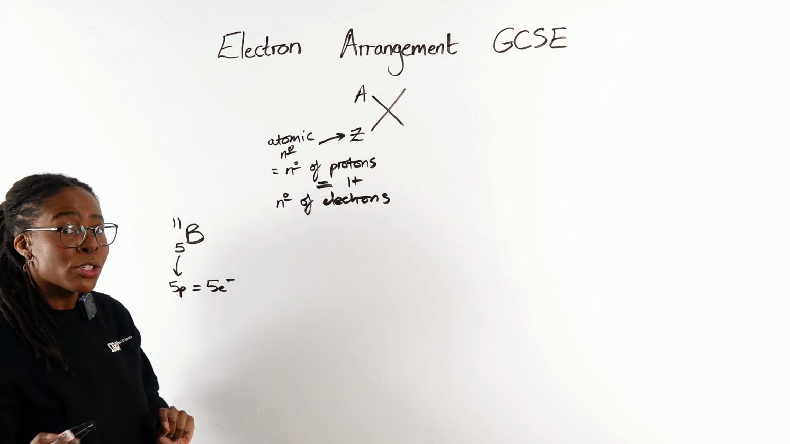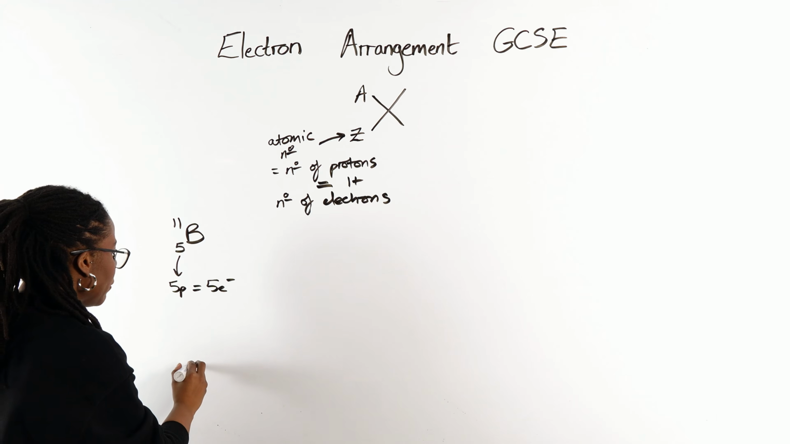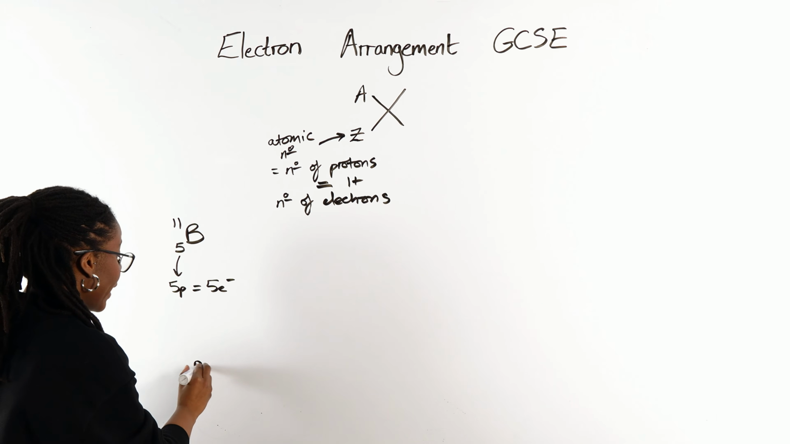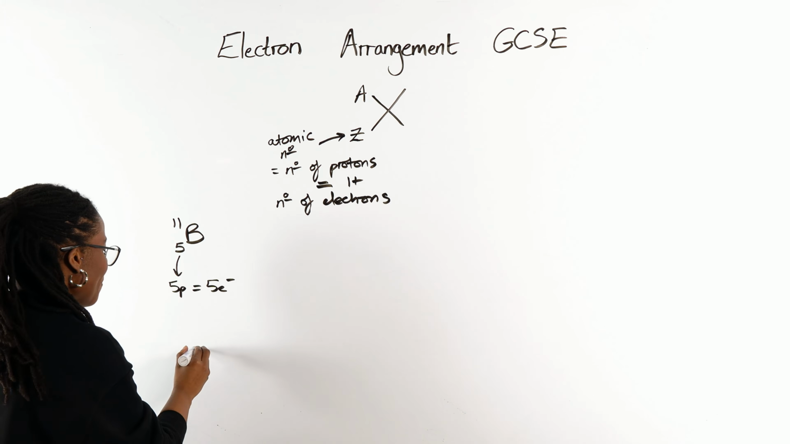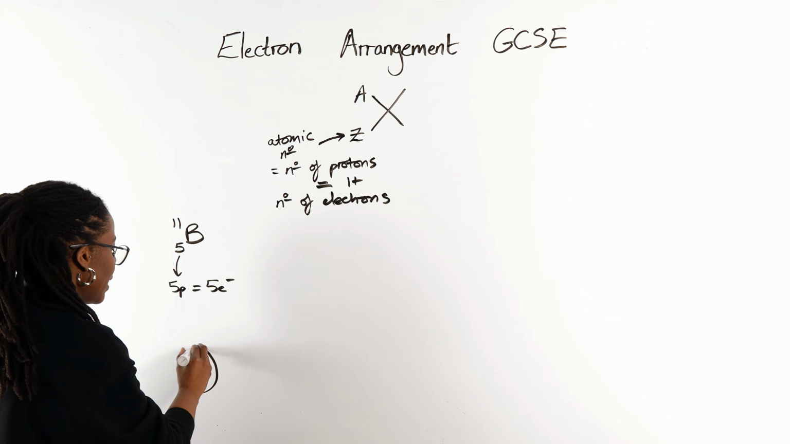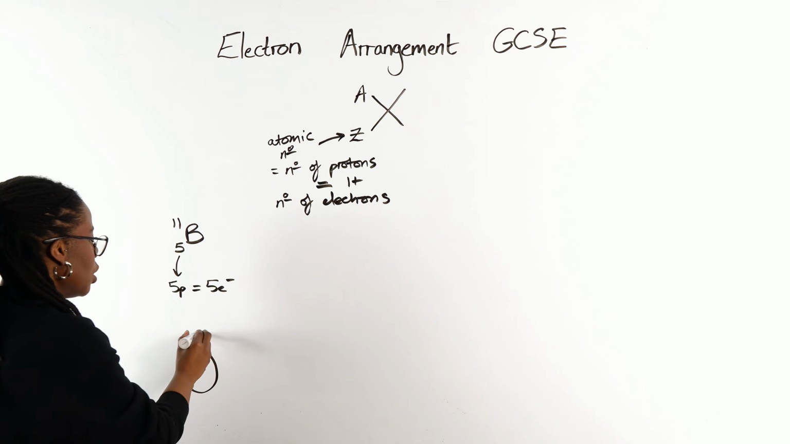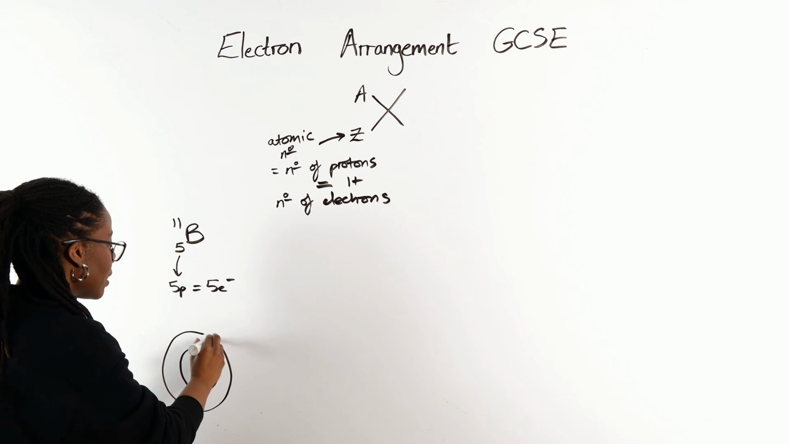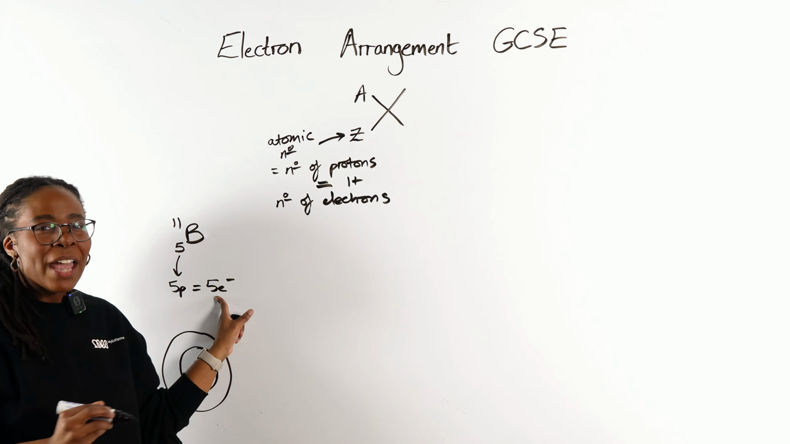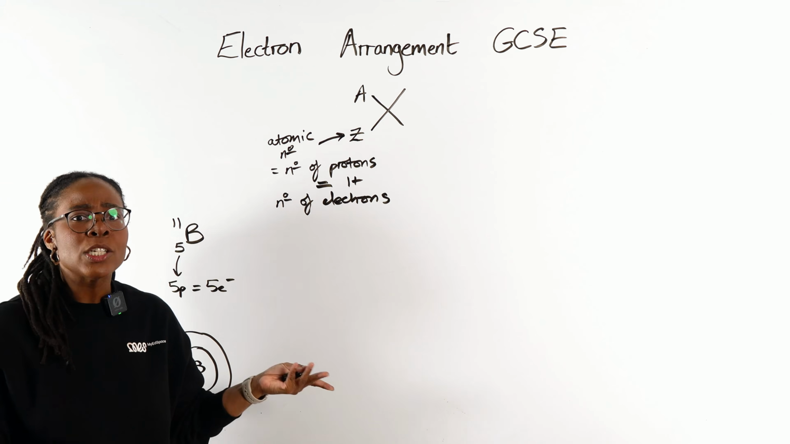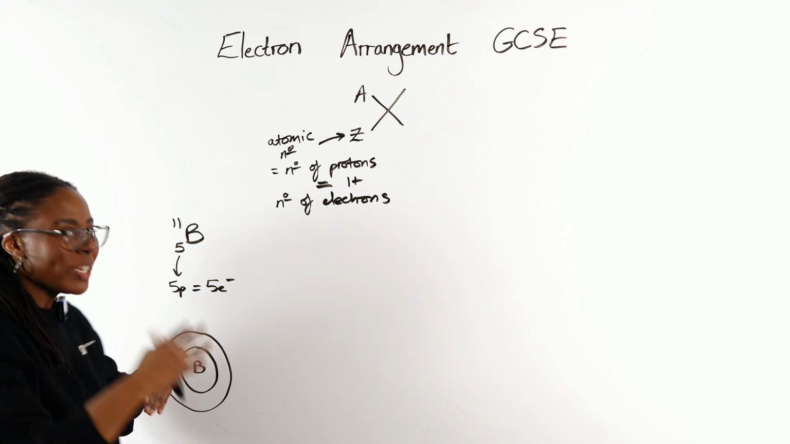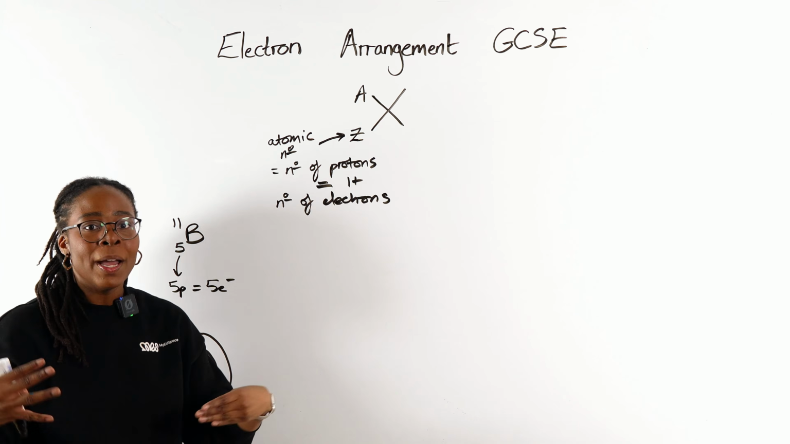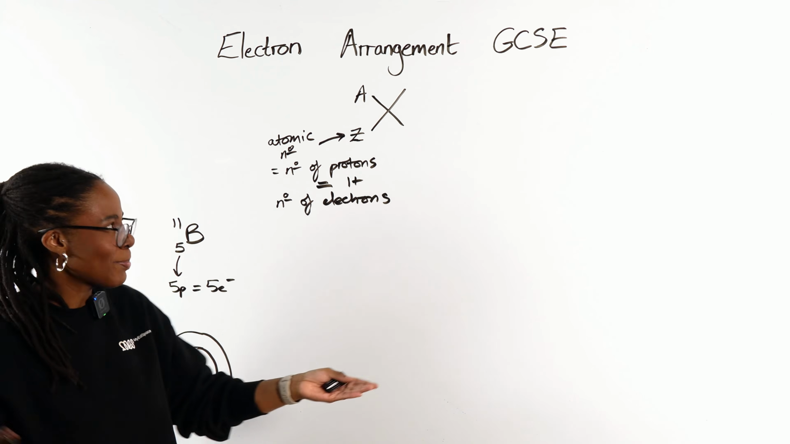So if we think back to our atomic structure, we've got the nucleus in the center. Again, I'm not going to draw out the nucleus because we care about the electrons. And then we have the shells that surround the nucleus, and the electrons go in the shells. There are 5 electrons. So now the question is, where do we put those 5 electrons? Do we put them all on the same shell? Do we split them up? And if we do split them up, how do we decide how to split them up?